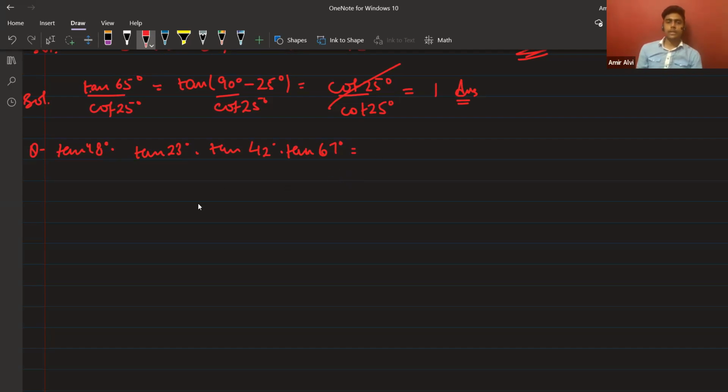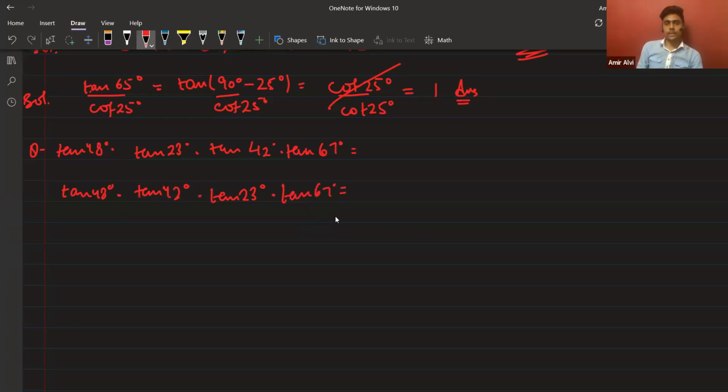Okay, Adil, let's have a look. I told you tan and cot are reciprocal to each other. If the angle is the same, they will cancel out each other, yes or no? Yes, sir. Now, here tan 48 and tan 42 are complementary to 90. If you add 48 and 42, you will get 90. Yes or no? Yes, sir.